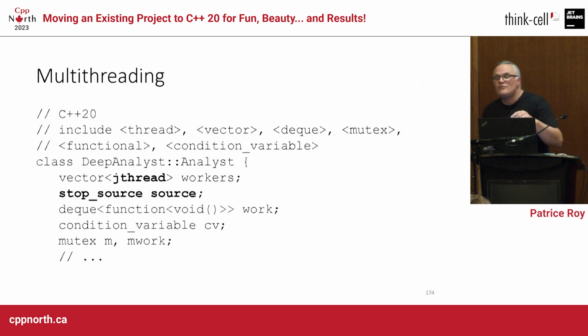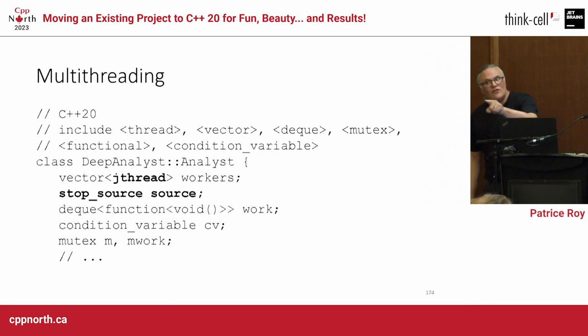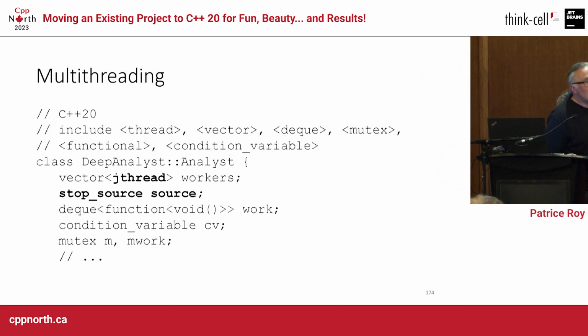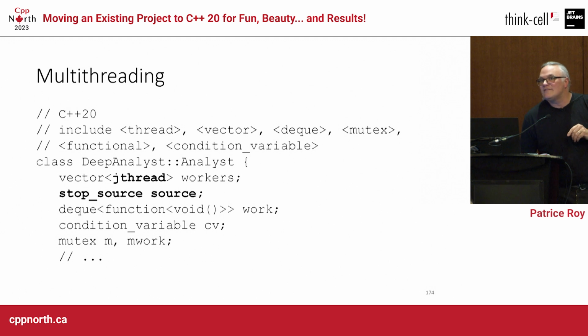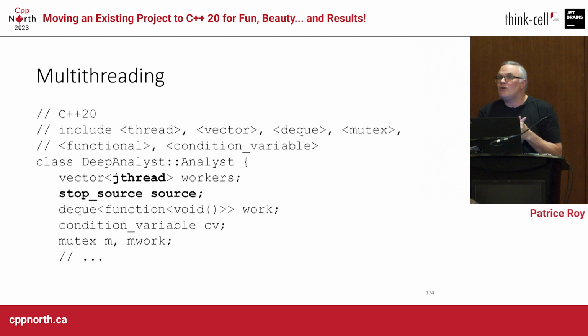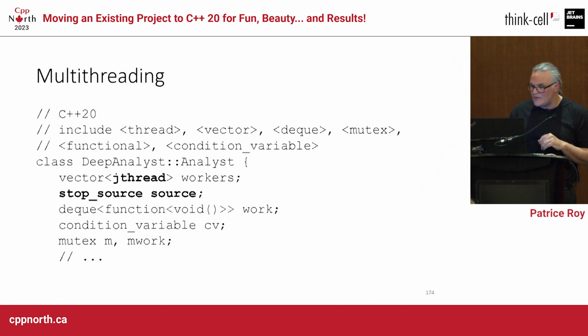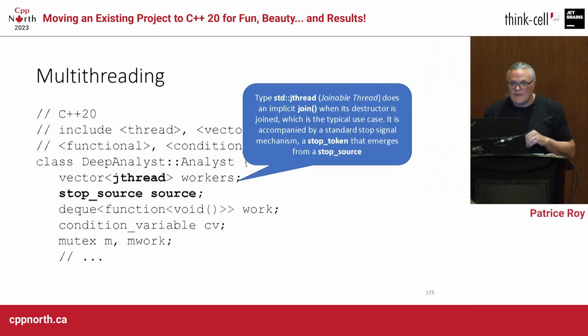So I can use jthread. J has nothing to do with Java. Don't try. That's not how it works. And a stop source is there. A stop source is a synchronization tool that lets me from one point say, okay, that's enough. And from the other points, consume that information, say, okay, I understand. It's cool. It's time to stop now. Since I'm having many jthreads there, I'm using a single stop source.